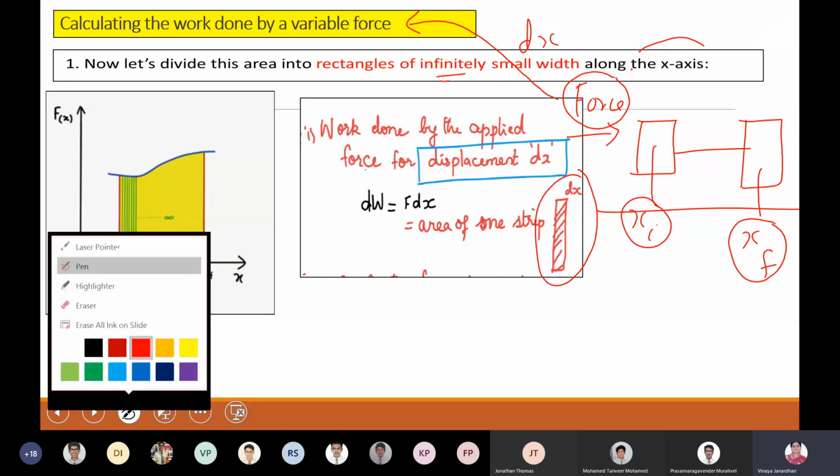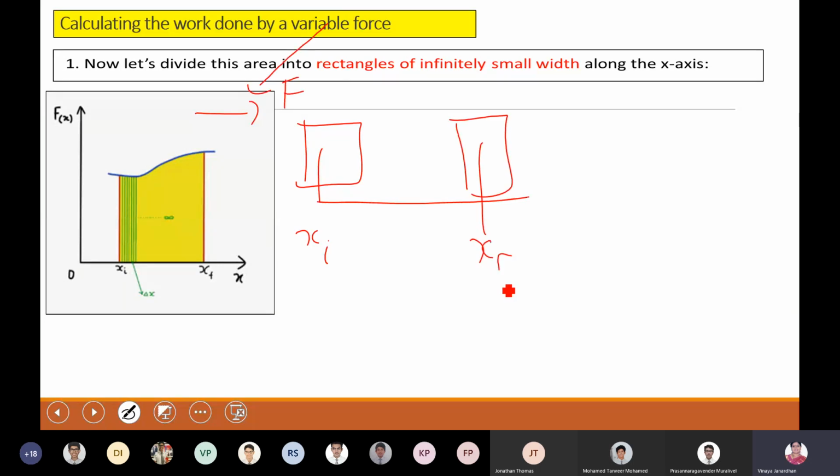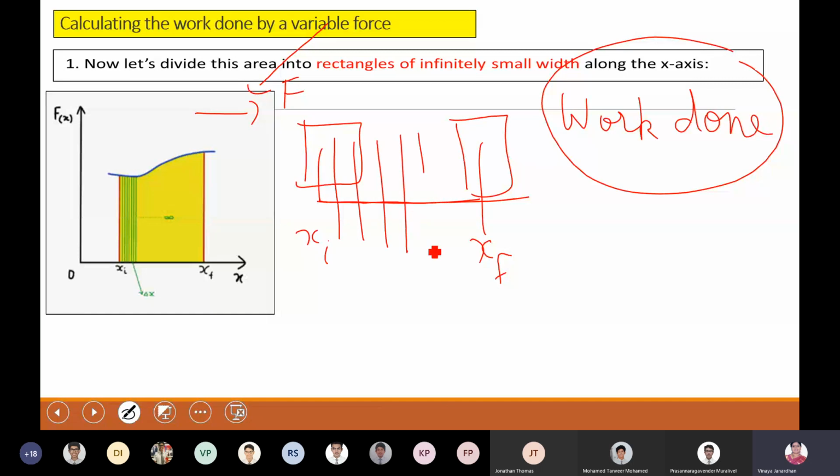I'm repeating this, boys, a new concept for you. You have a body which was initially at position xi. You are applying a variable force so that now the body occupies the position xf. I want to find the work done by this force. Now I'm dividing the distance between xi and xf into a number of equal smaller segments. So let us take the first segment, dx.